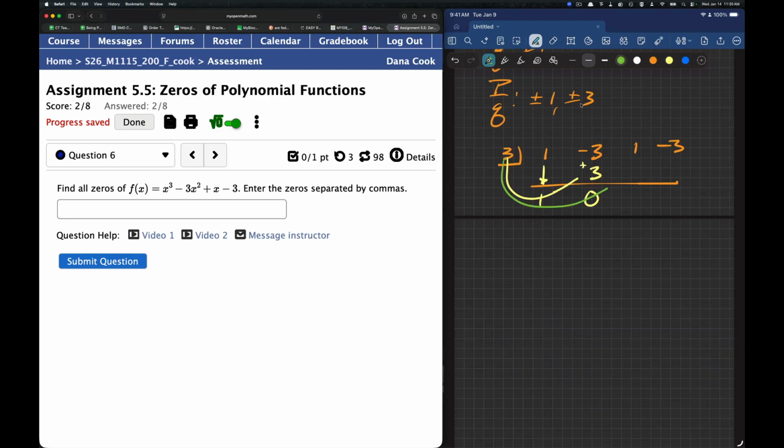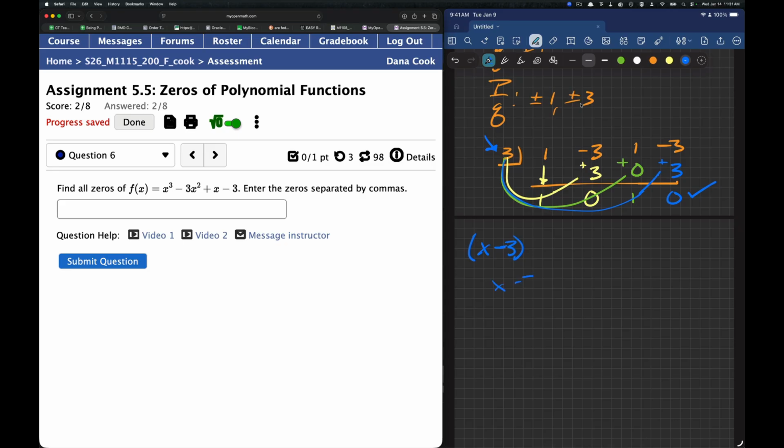I'm going to take this 3 multiplied times 0 and get 0. Add those, I get 1. And then take this 3 multiplied times this 1 to get 3. Add those and get 0. And notice that I get a remainder of 0, which means my polynomial is now factored, at least by one binomial, and that's x minus 3. Remember, this is my root, or 0, which means my factor is x minus 3.